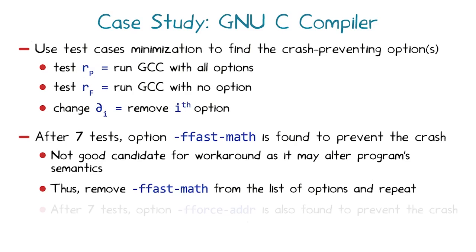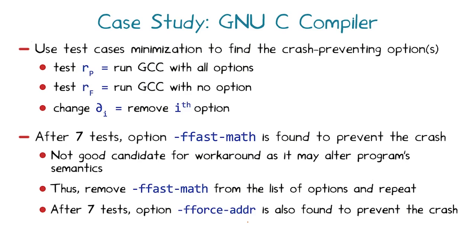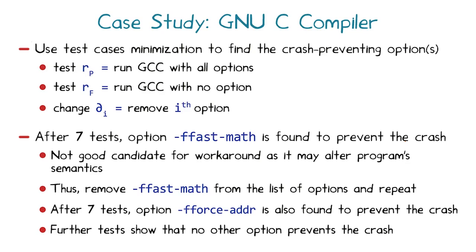Again, after 7 tests, it turns out the option -f-force-addr also prevents the crash. So far, we have determined that 2 of the 31 options prevent the crash. Running GCC with the remaining 29 options shows that the crash persists. So it seems we have identified all the crash-preventing options.